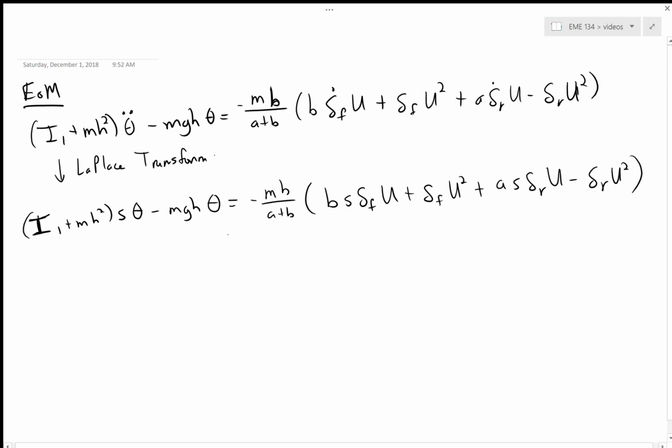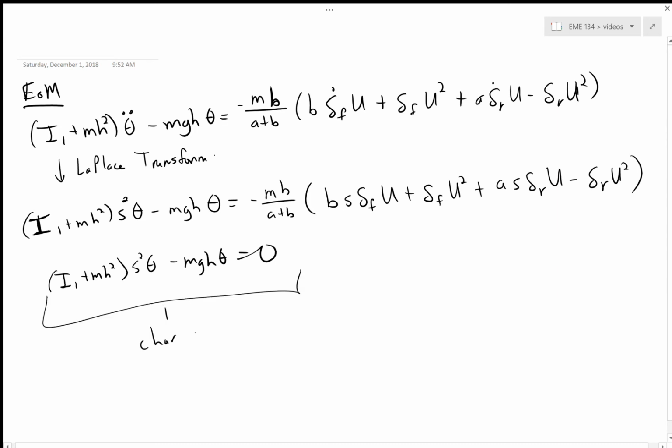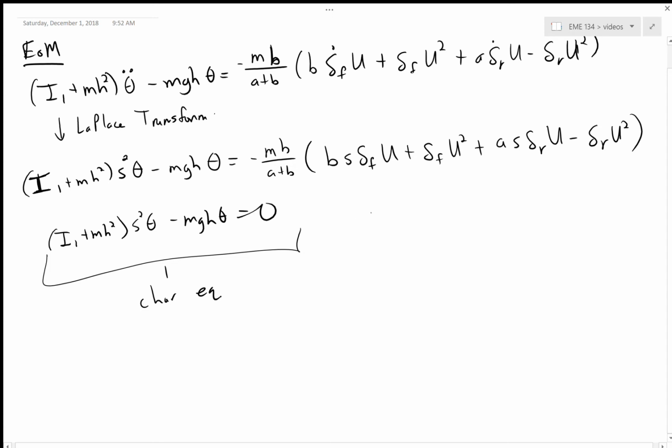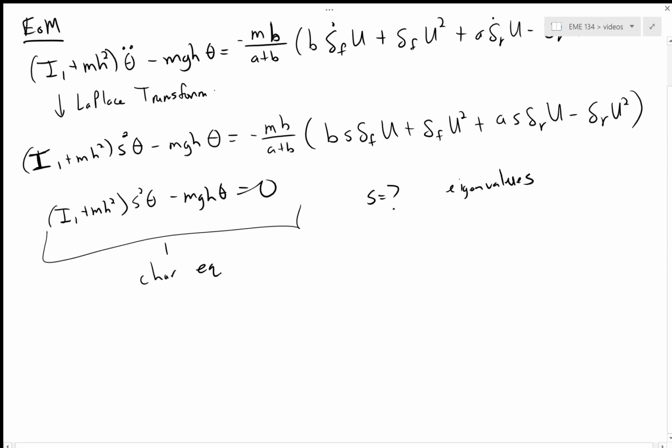Okay, so to write the characteristic equation, we take the left-hand side of the equation, (I1 + mh squared), and I forgot this was a s squared, it was a double dot, s squared theta minus mgh theta equals 0. Alright, so we have our characteristic equation. This gives us the fundamental dynamics of the system, and we can ask, what is S? Okay, the eigenvalues that govern this particular system. Well, this one's not too hard. It's just a simple quadratic, and we can solve for S.